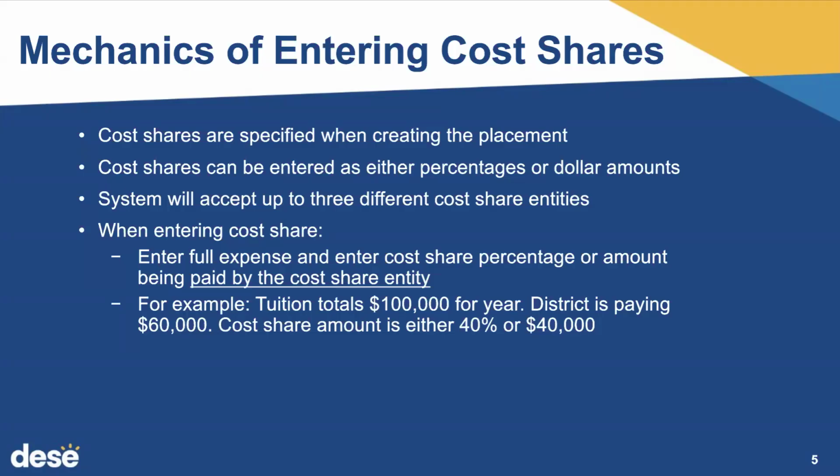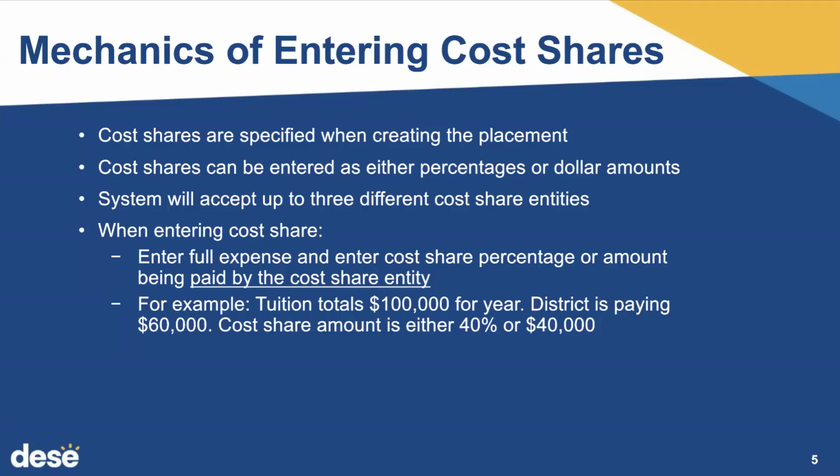The system will accept up to 3 different cost share entities. An example of this could be that you have a student placed at a DCF residential program, and then you're cost sharing the educational piece with another LEA, and maybe the parent is paying a portion of that. That would be an example where you could have 3 different cost shares entered.